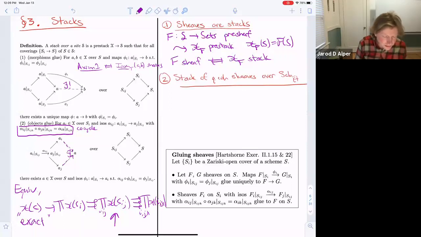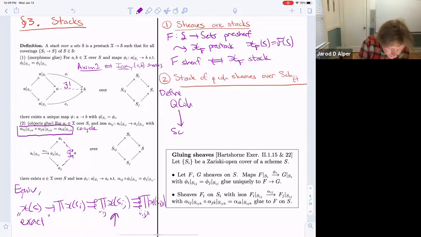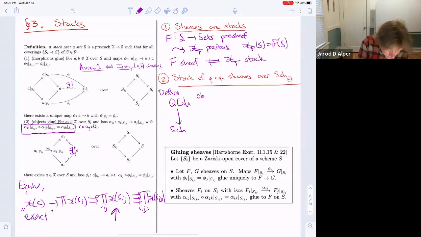Right, so going back to example 2, I want to emphasize how sheaves naturally form a stack, and it's a nice example. Here I'll define QCoh as a category whose objects are pairs of a scheme and a quasi-coherent sheaf. So S is a scheme and F is a quasi-coherent O_S-module.